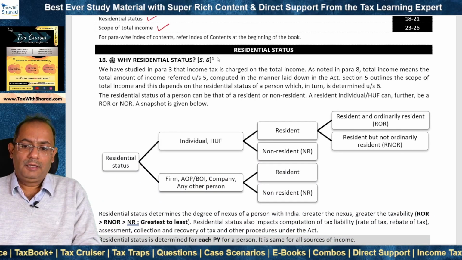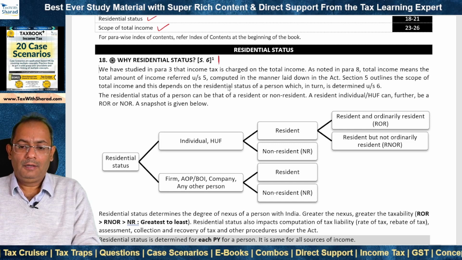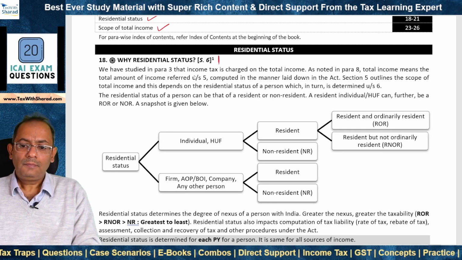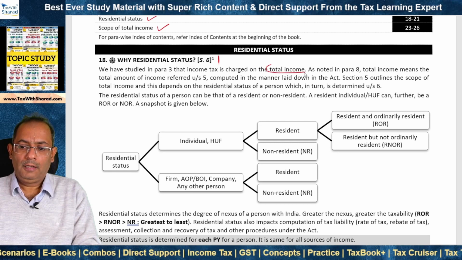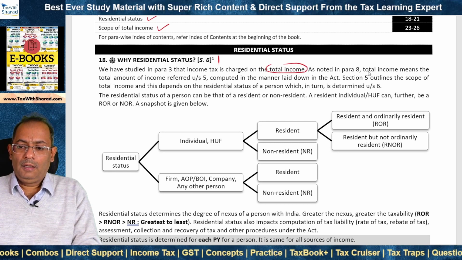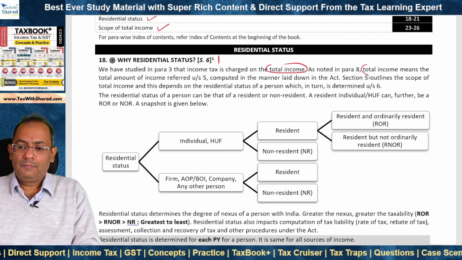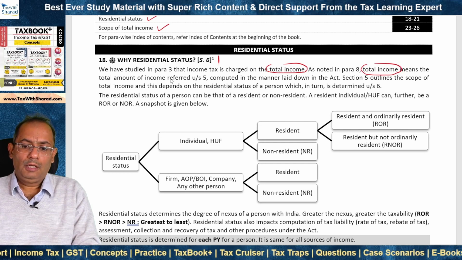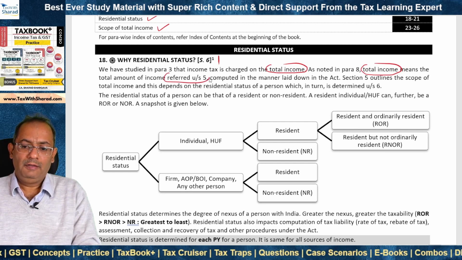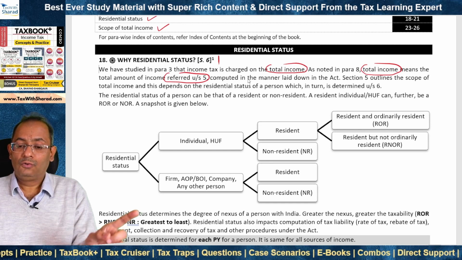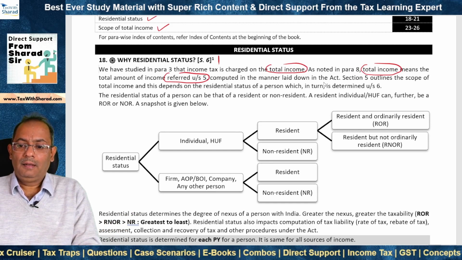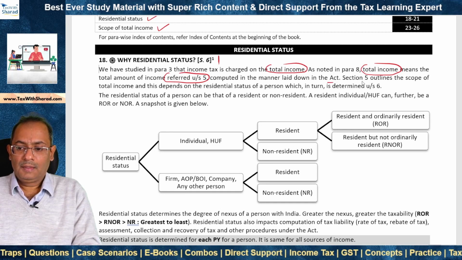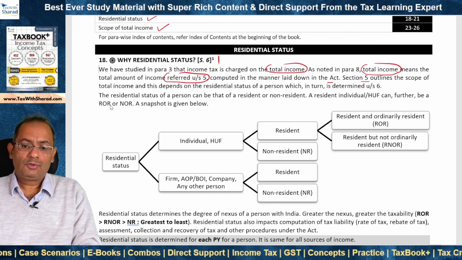What is the need of residential status? Why determine residential status? As we have noted, income tax is charged on the total income. What is total income? Total income means the total amount of income referred under Section 5. Section 5 deals with the scope of total income, which is computed in the manner laid down in the Act. Section 5 outlines the scope of total income.